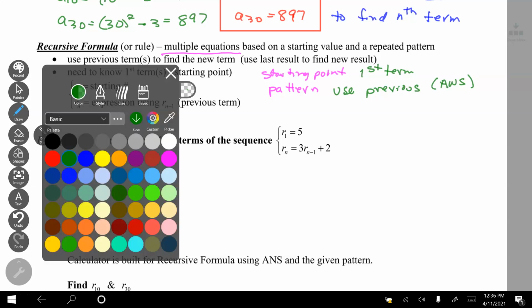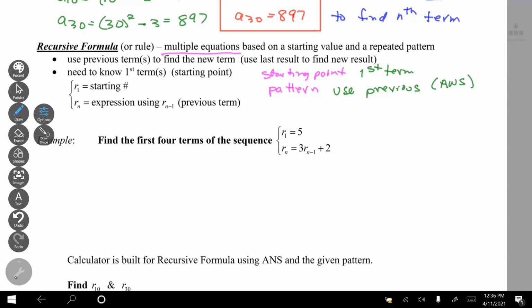Now the notation here is a little bit more difficult. This is where people get thrown off. Is this r sub n minus 1? Like, what does that mean? Well, that just means the previous term, and this is the variable of interest for us.